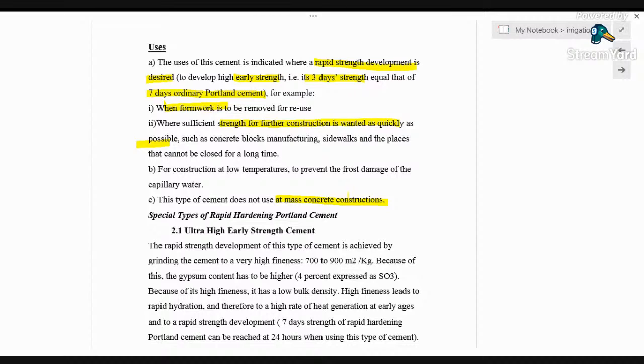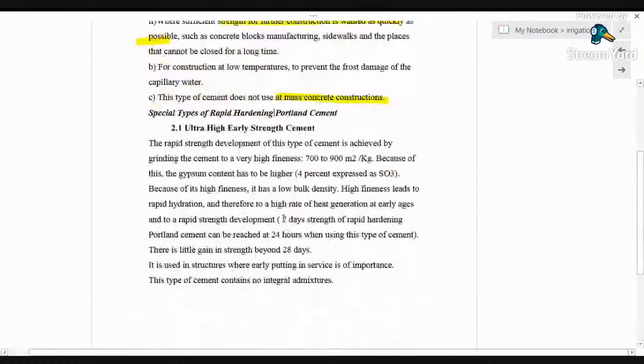That is the thing. There are some special types of rapid hardening Portland cement. The first one is called ultra high early strength cement. Ultra high means that the rapid strength development of this type of cement is achieved by grinding the cement to very high fineness. What is the fineness? 700 to 900 square meters per kg. Because of this, the gypsum content has to be higher.